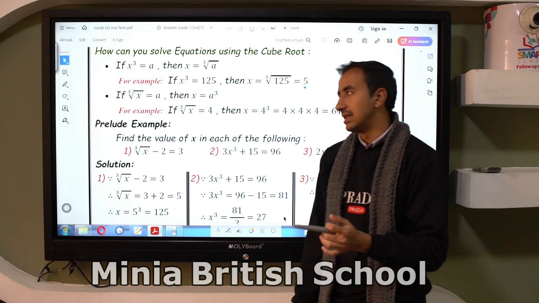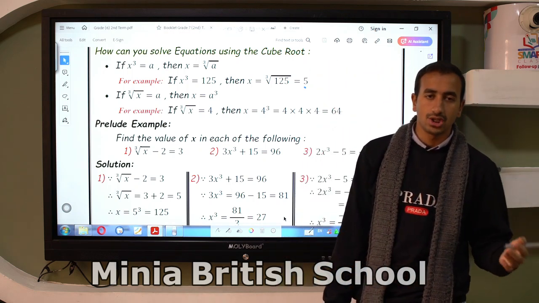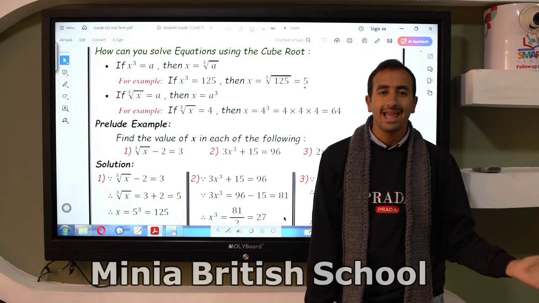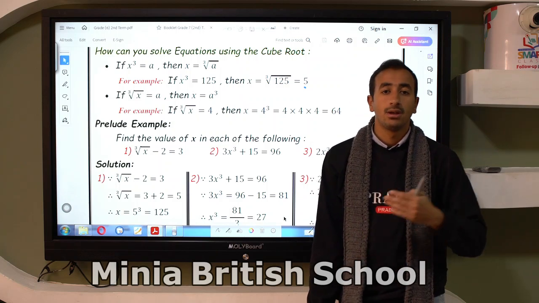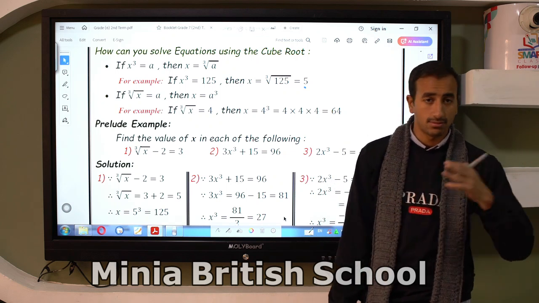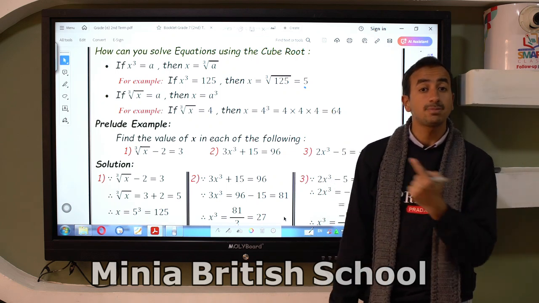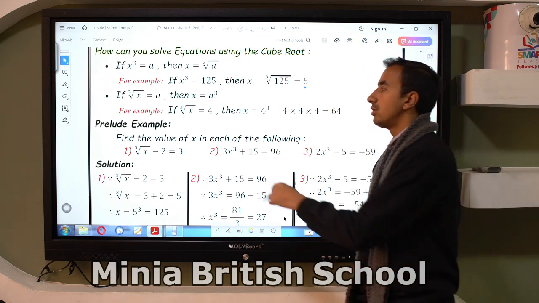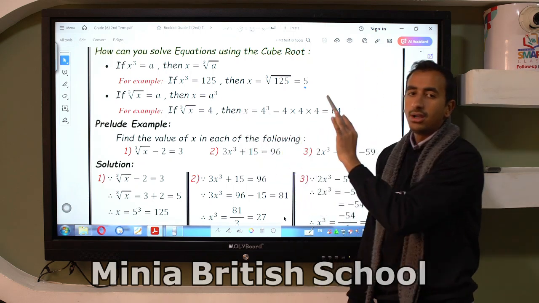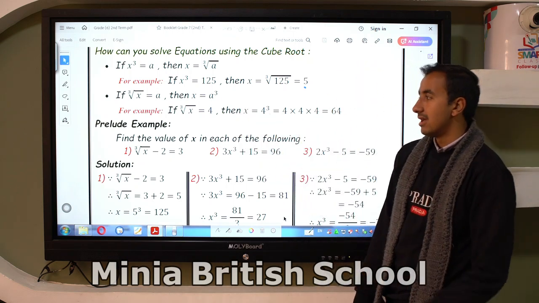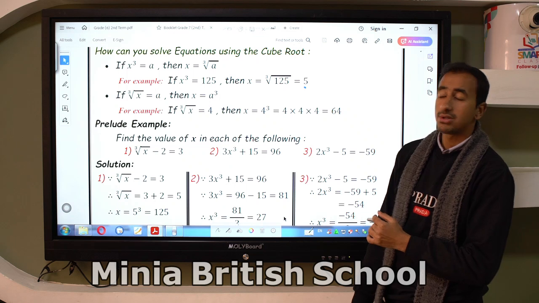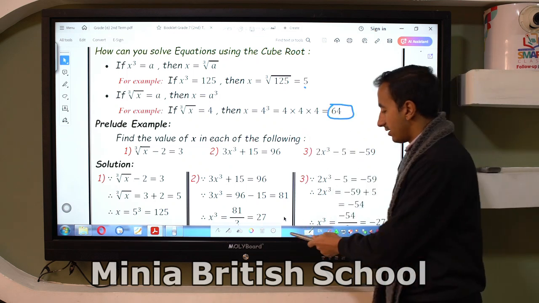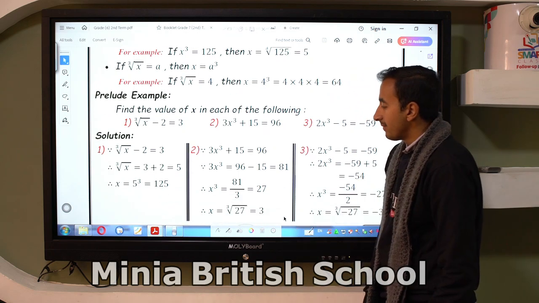But if we have the cube root of x equals a number, then I need to raise the number to the power 3. We have an operation and an opposite operation for it. The opposite of addition is subtraction. The opposite of multiplication is division. The opposite of the exponent is the root. So you can raise the number to the power 3. The cube root of x equals 4, so x equals 4 power 3, which is 4 times 4 times 4, and that will be 64.